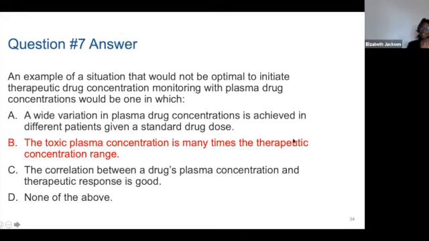So the answer is B. The toxic plasma concentration is many times the therapeutic concentration range. A is incorrect because that would be a good reason for therapeutic drug level monitoring. That was a trick question because we put "not be optimal." We use the word "not" in the question, so hopefully you caught that. C is incorrect because therapeutic monitoring would be useful in that scenario. Next question, please.